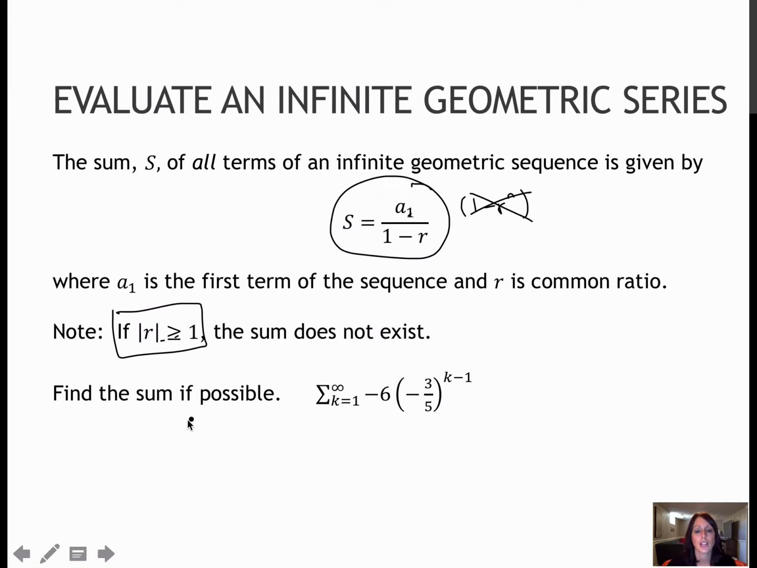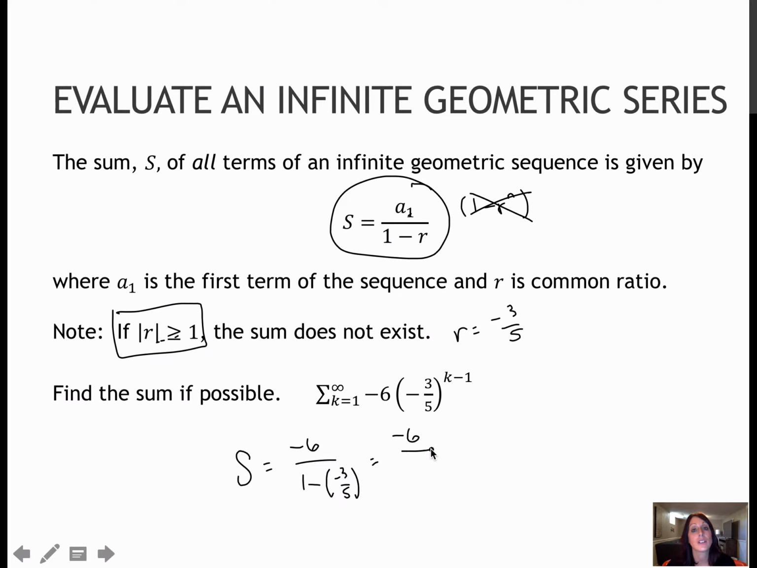So for instance, on this one, my r value would be -3/5. So if I took the absolute value of -3/5, that's 3/5, which is obviously less than 1, so I can find the sum. To find the sum, I'm going to take a sub 1, which is -6, and 1 minus r, so r is -3/5, and that's going to give me the sum.